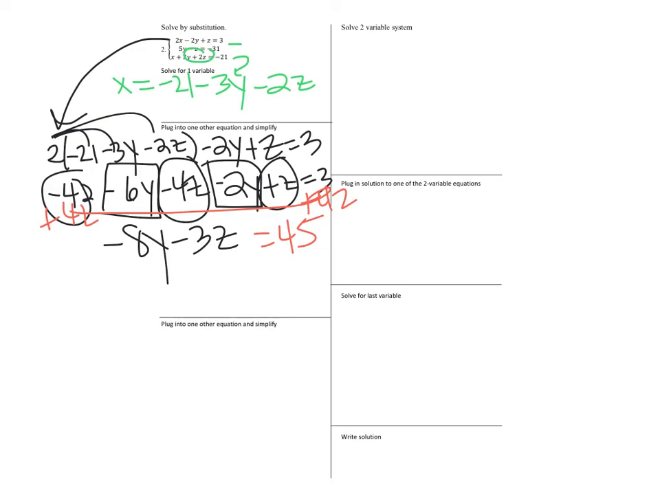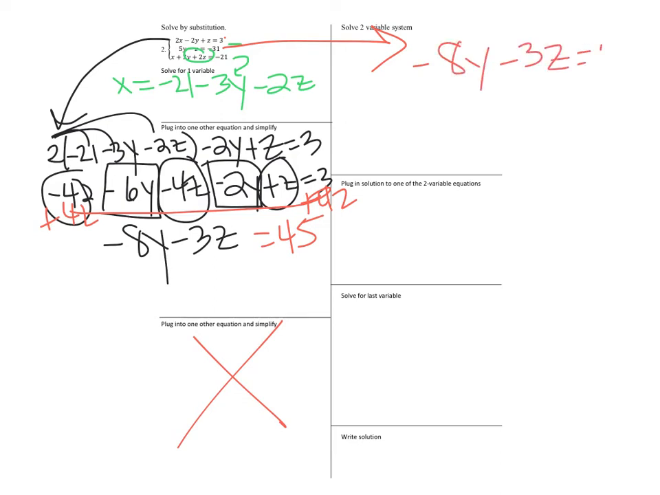This is why I told you to solve for the missing variable, okay? Because I don't have to plug into another equation because I have a 2-variable system. I can bring this second equation over here, and I can bring the one I just did. So I get to skip this step because my middle equation did not have an x, okay? So right now I have negative 8y minus 3z equals 45. And I also have my second equation, 5y minus z equals negative 31.